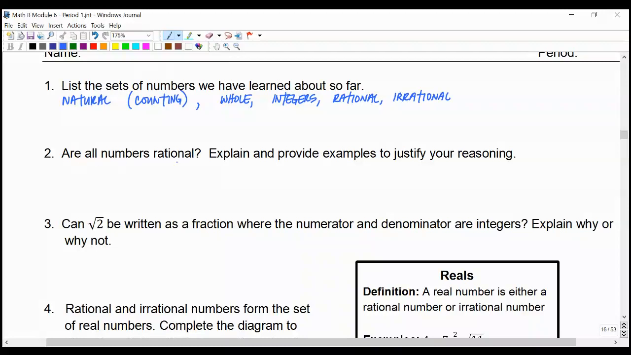Number 2 says, are all numbers rational? And we kind of just said that everything can't be expressed as a fraction. And some examples of things that can't be expressed as a fraction would be pi, phi, square root of a non-perfect square, like square root of 2, or square root of 8.